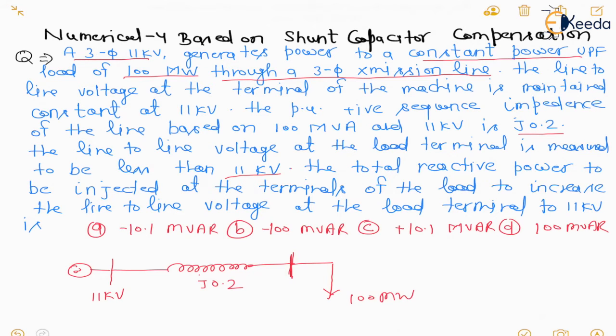So the total reactive power to be injected at the terminals of load to increase the line to line voltage at the load terminal to 11 kV. When we are measuring this voltage, it is coming out to be less than 11 kV. So to increase the voltage level, we will apply a compensation technique. So I am applying, let us assume, a capacitor. The capacitor will supply the QC, so we need to find out this value of QC. So this is the overall question. If we apply the shunt capacitor here, this voltage will be equal to 11 kV and this is 11 kV. So now we need to calculate this QC.